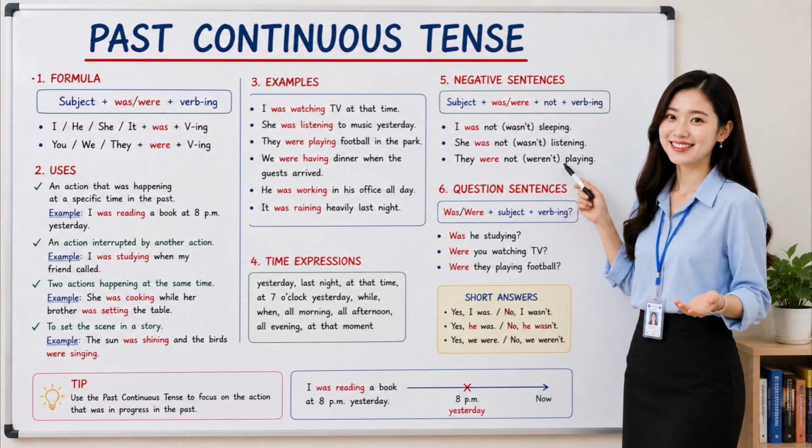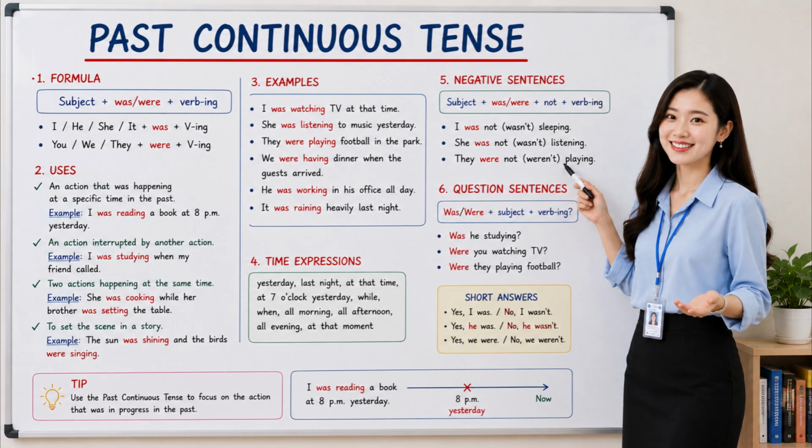3. Two actions happening at the same time in the past. We use the past continuous when two activities were happening simultaneously. Examples: I was studying while my brother was watching TV. She was cooking while her husband was cleaning the house. They were playing football while we were practicing basketball. We were talking while the teacher was writing on the board. The children were laughing while their parents were chatting. Structure: past continuous plus, while plus past continuous.